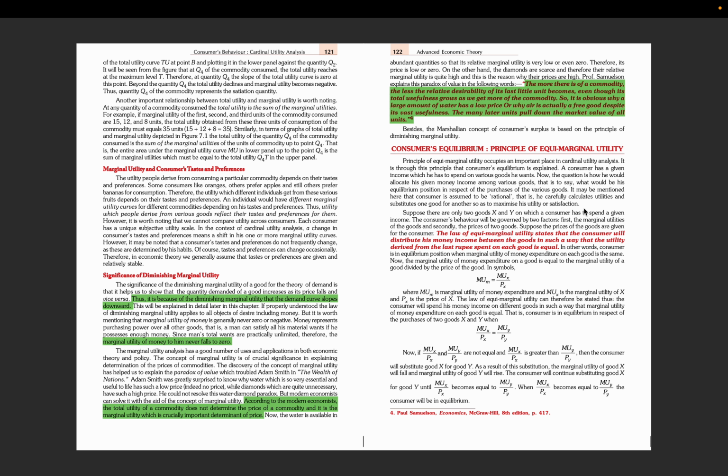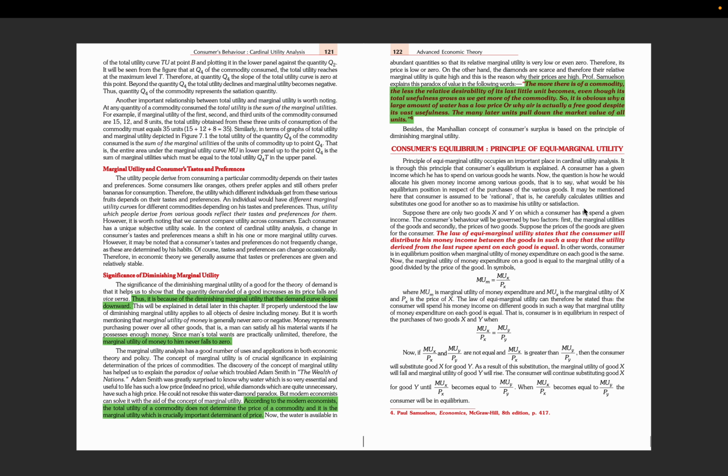Suppose that there are only two goods X and Y on which a consumer has to spend a given income. The consumer's behavior will be governed by two factors. First, the marginal utilities of the goods, and secondly, the prices of the two goods.